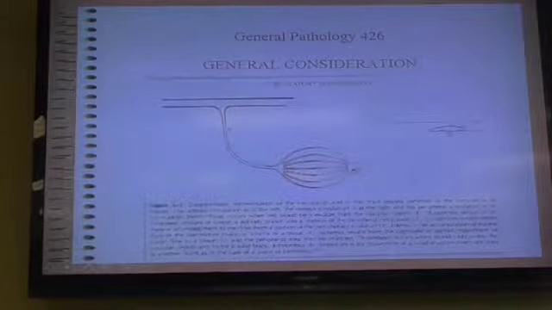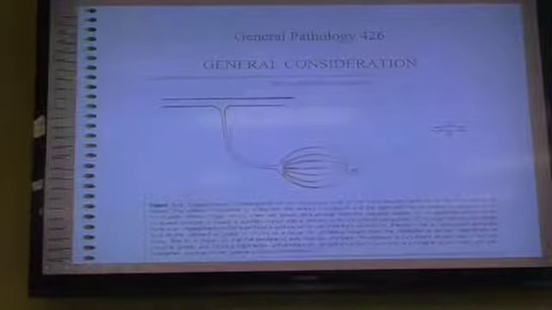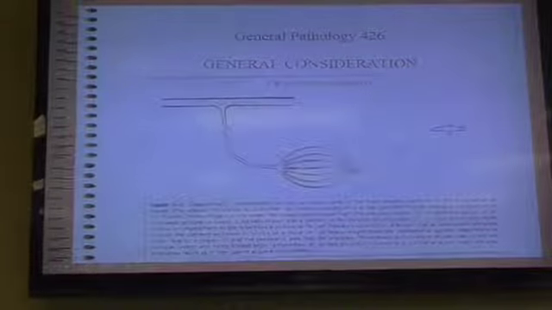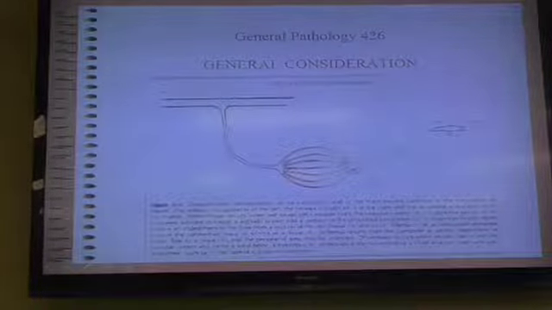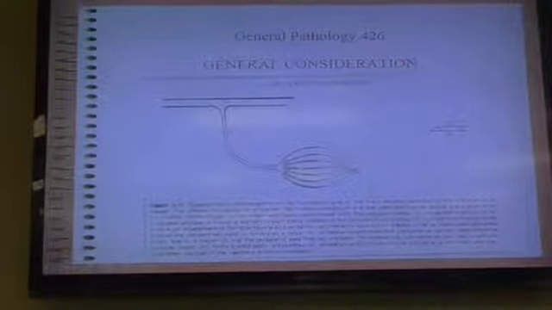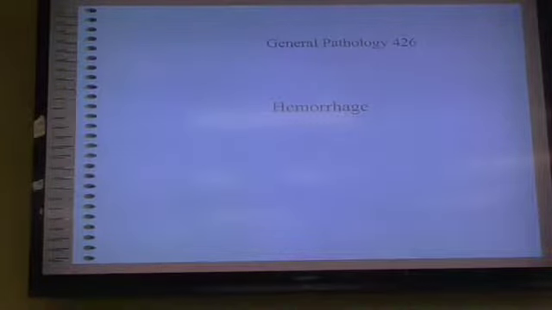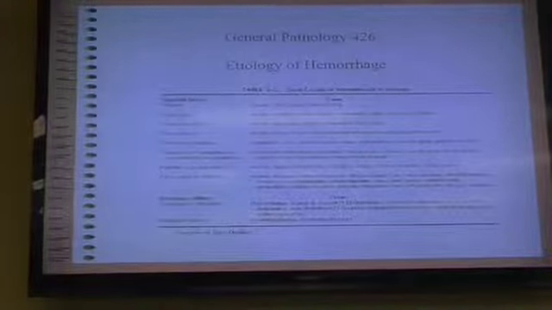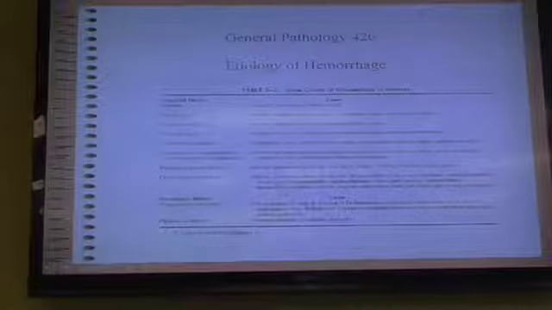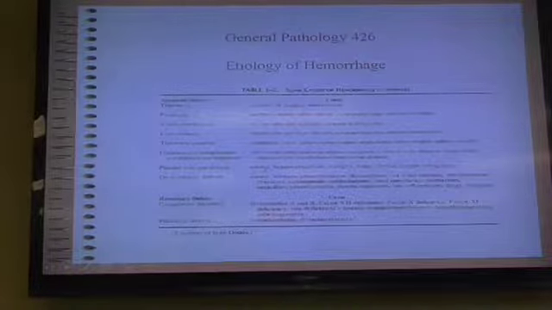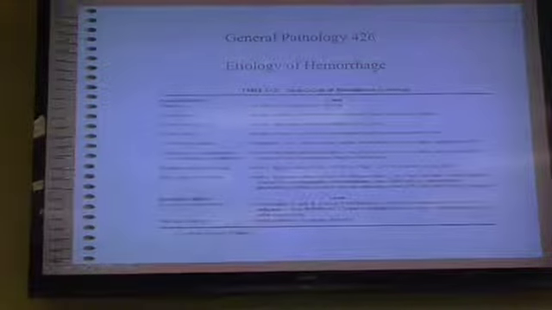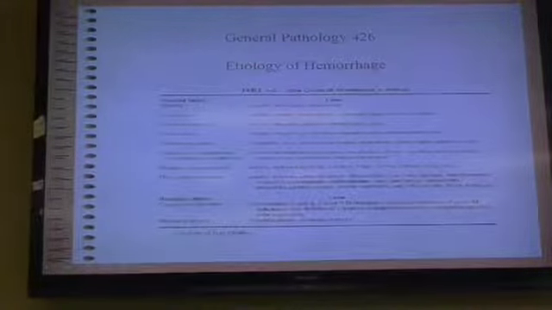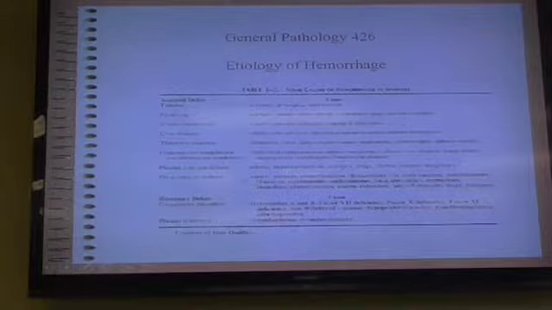Progressing through our discussion of circulatory disturbances, we're here now with hemorrhage. Here's a nice table that gives you some causes of hemorrhage, everything from trauma to vitamin deficiencies, such as vitamin K, which is part of the clotting cascade. So those sorts of things.